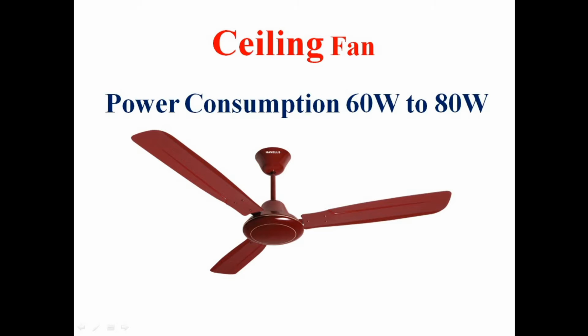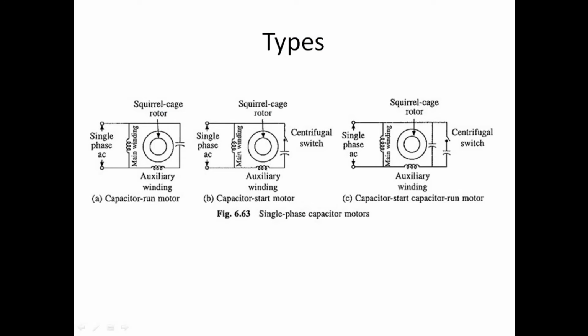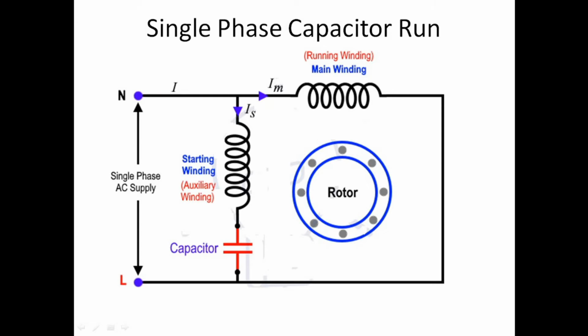We all noticed one capacitor which is placed outside the ceiling fan. So it should belong to any one category of single phase induction motor which uses a capacitor. Three types of single phase capacitor based motors are available. One is capacitor run motor, second one is capacitor start motor, and third one is capacitor start capacitor run induction motor. Do you have any idea? Yes, it belongs to the capacitor run induction motor.